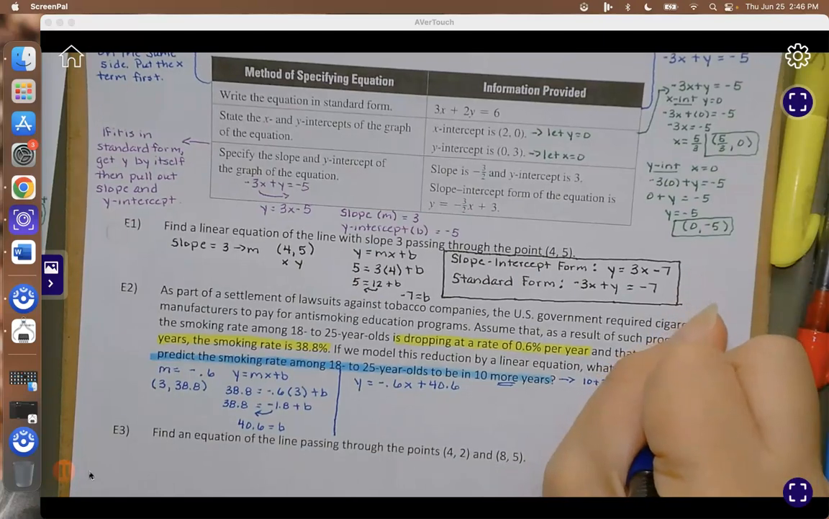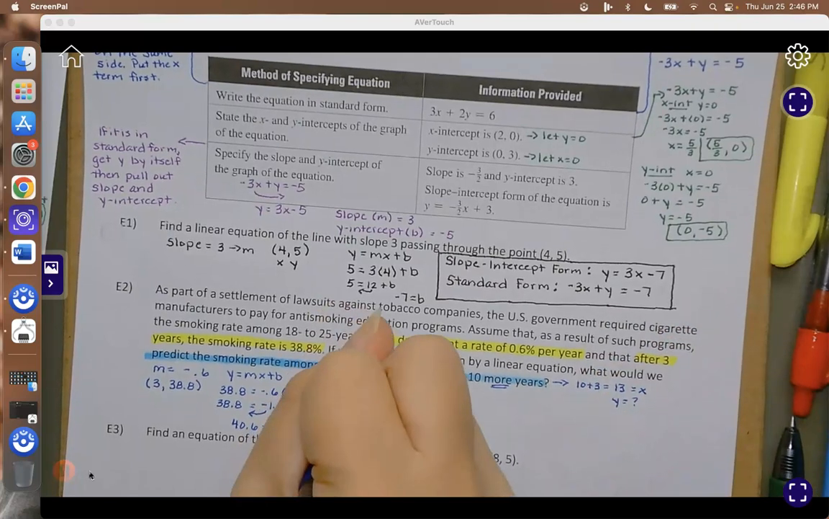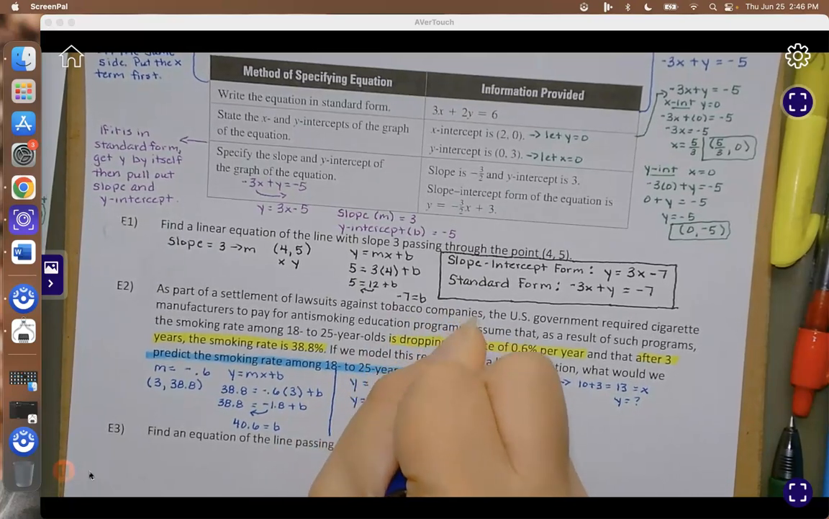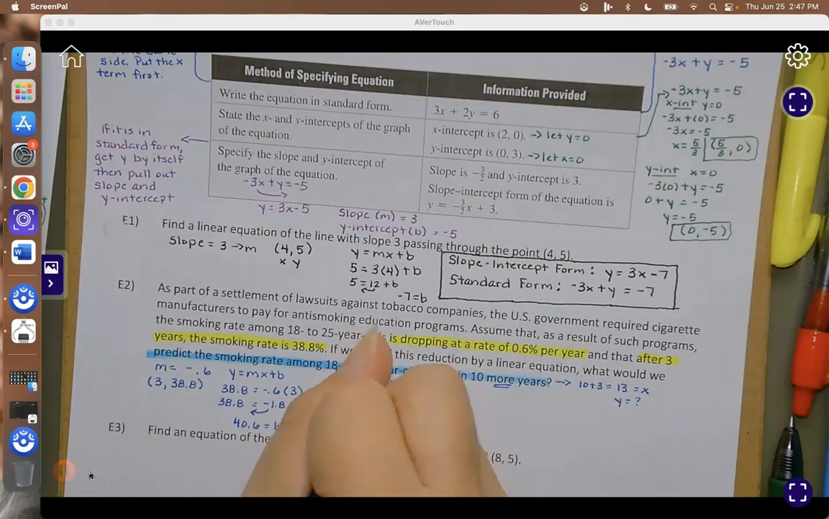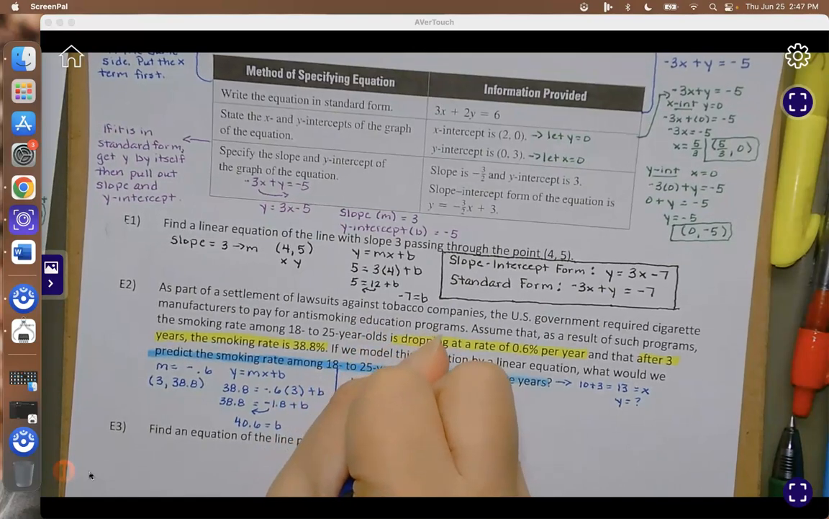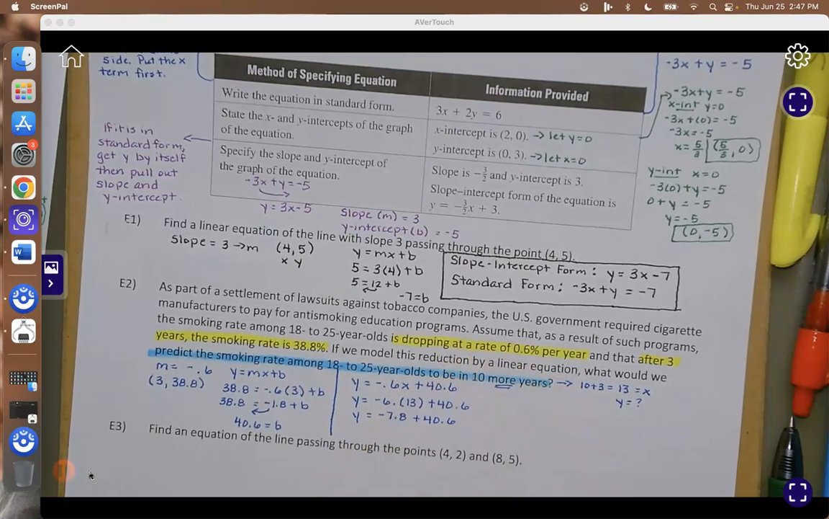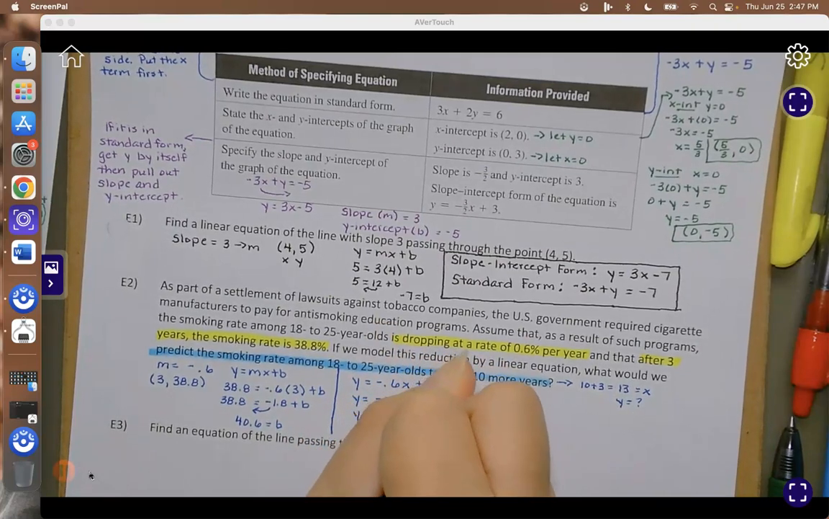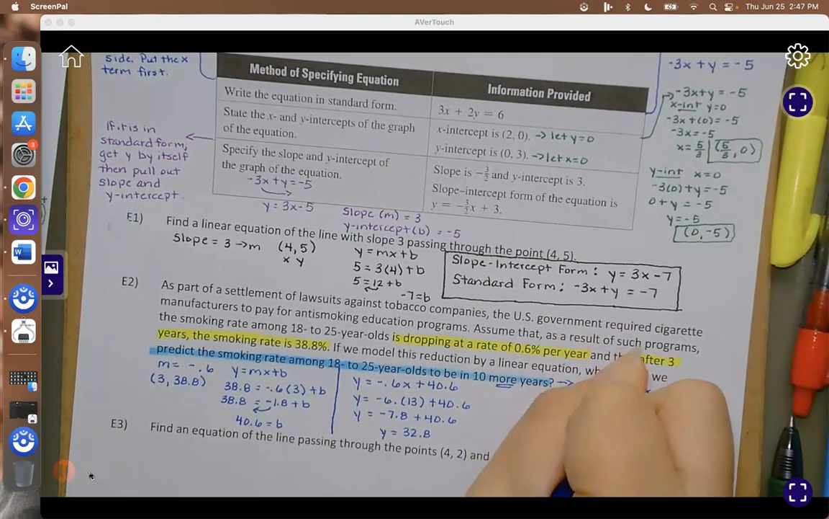So this is our x value. They want to know what y is going to be. So you're going to plug in 13 for x and solve for y. So 13 times negative 0.6 is negative 7.8. Then we're going to add it, well, plus 40.6. And that's going to give me 32.8. So the answer, the smoking rate, is 32.8%.